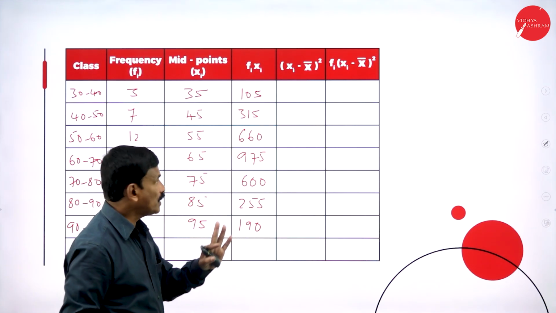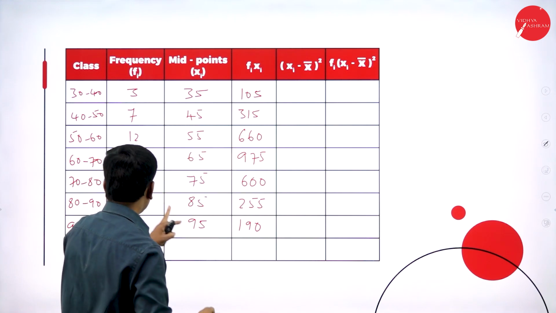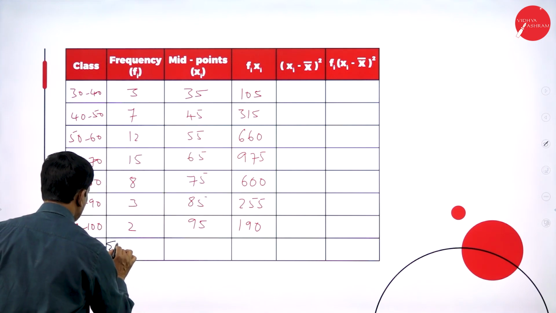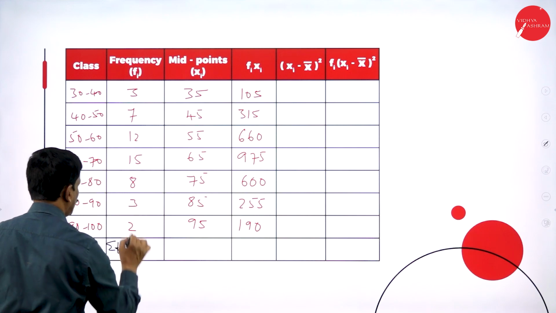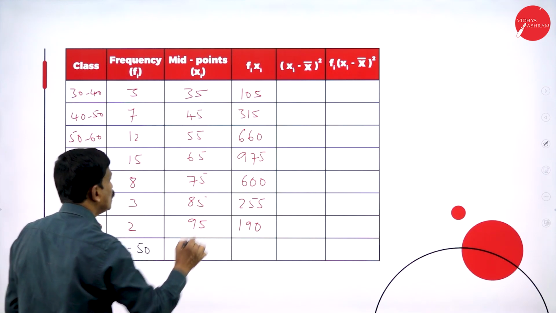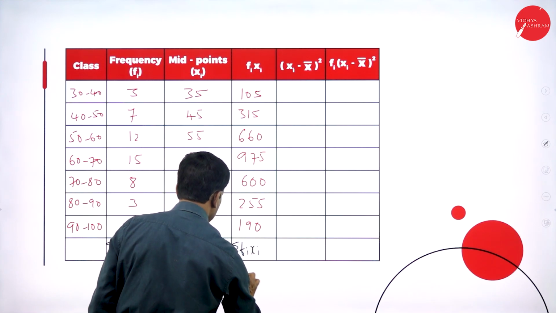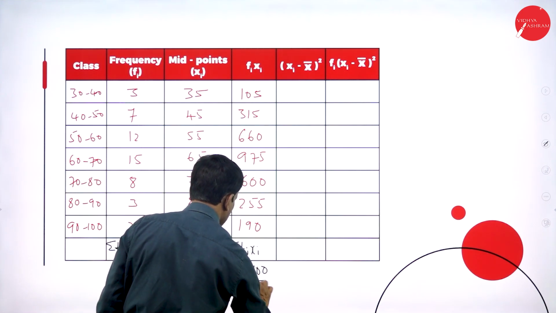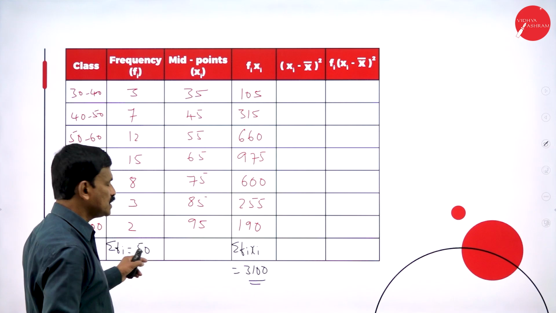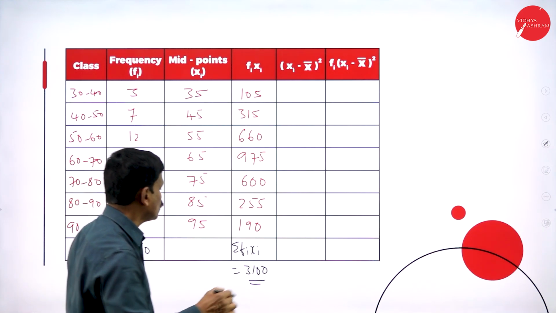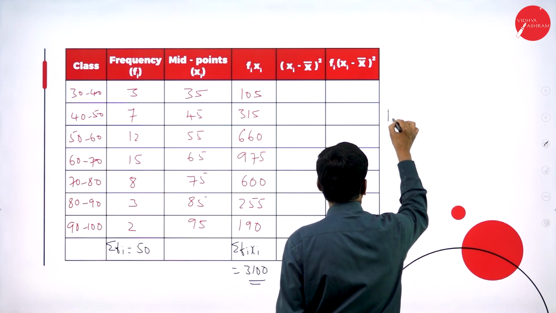Now just after finding fi xi, find out the sum. Sigma fi is equal to 50, and sigma fi xi is equal to 3100. Now just find out the mean.